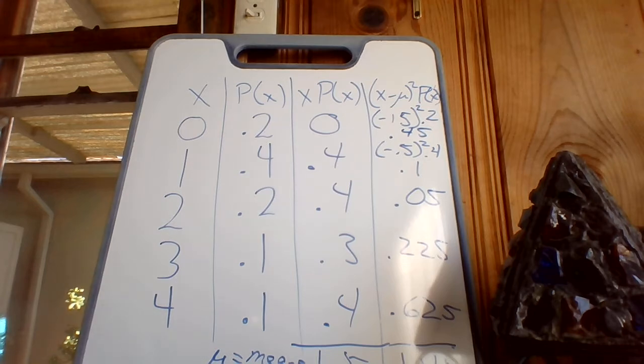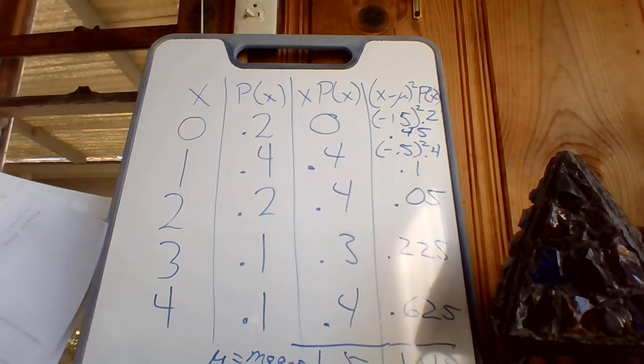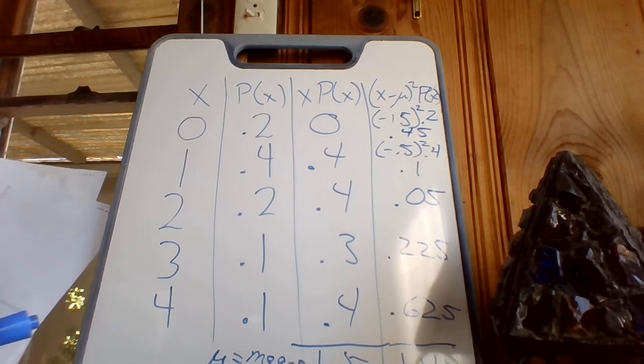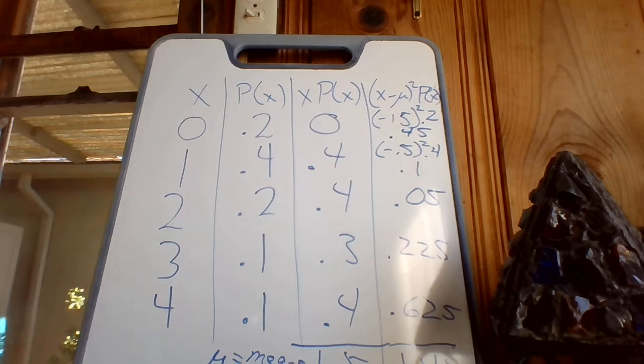In problem number 2 on the homework, column 2 does not add up to 1. It adds up to more than 1. Column 3 does not add up to 1. So actually on number 2 and number 3, you would just write not a probability distribution.